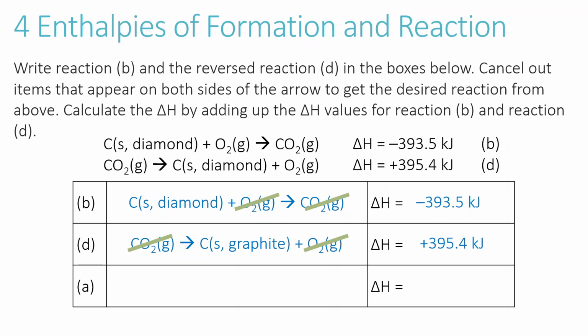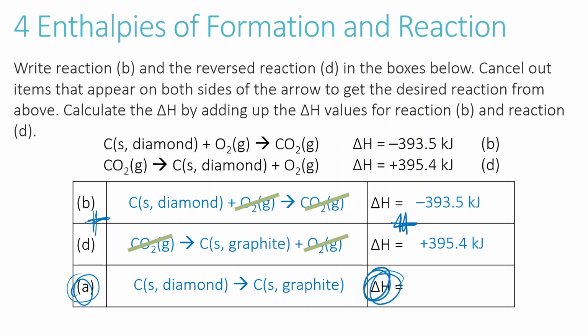So what does that leave me with? My only reactant is carbon diamond and my only product is carbon graphite. So I got to equation A by combining equations B and D. I'm going to get the delta H by combining the delta H of these two reactions, so I get positive 1.9 kilojoules. This reaction that I can't measure directly because it takes too long, I can measure indirectly using reactions that I can do and that I can measure the heat change for.